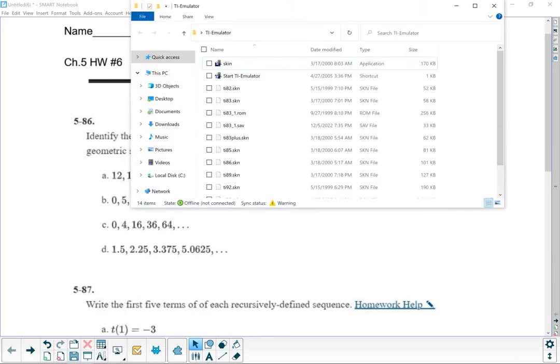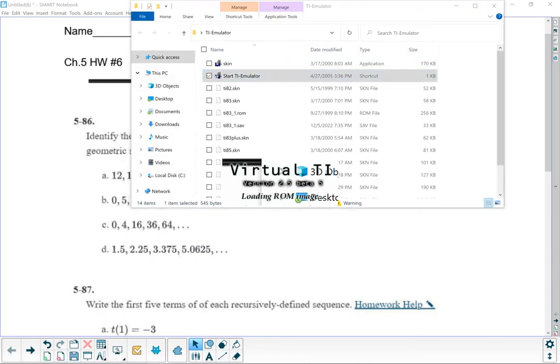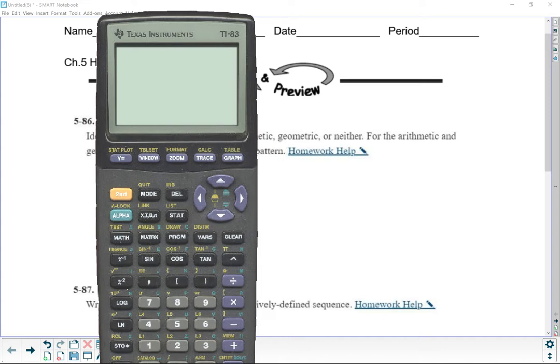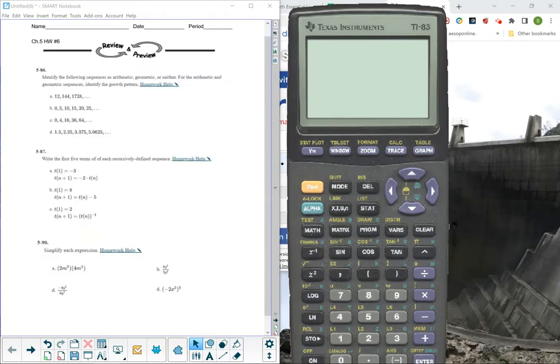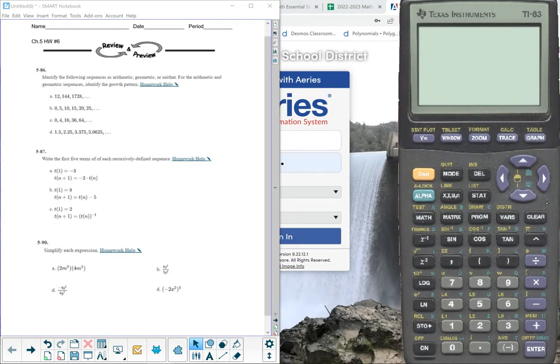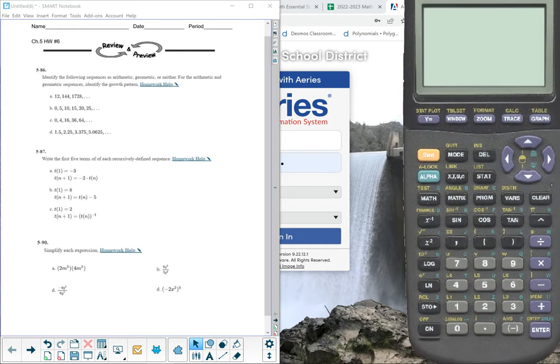So, we will need to pull up our calculator. Okay, and actually, let me do this. We need a calculator over here.